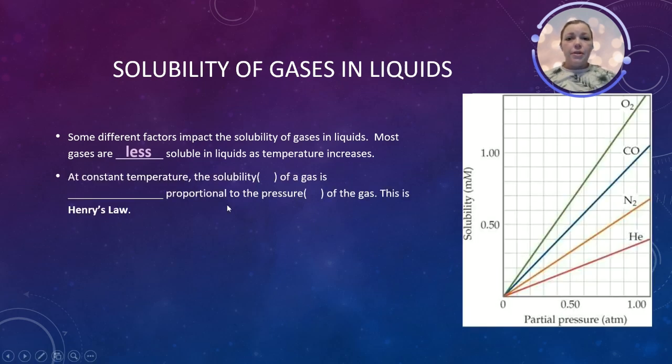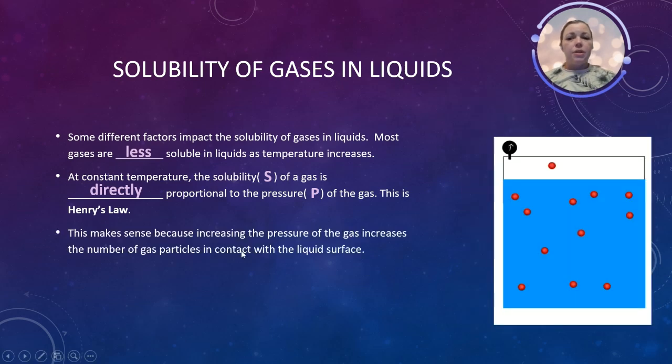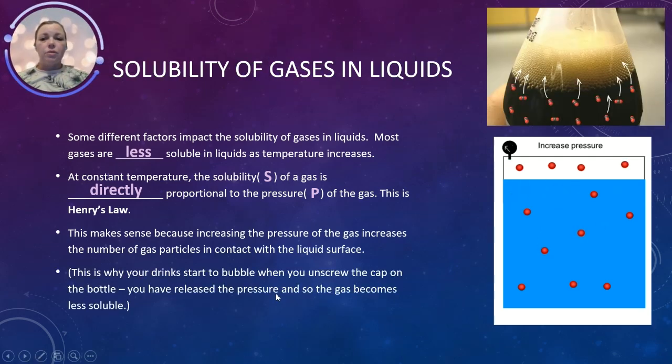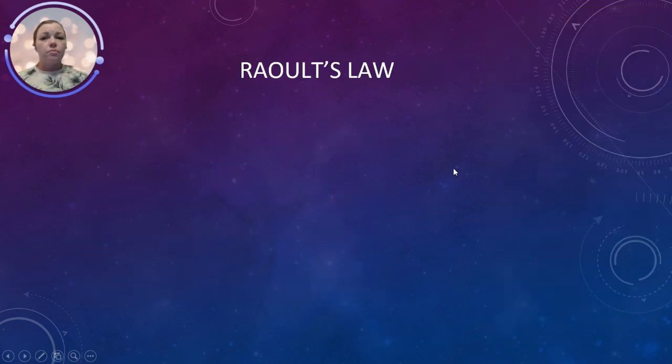At constant temperature, the solubility of a gas, which we abbreviate as S, is directly proportional to the pressure of the gas. Okay, so this is called Henry's law, and so you can see that here. Partial pressure is increasing, the solubility is increasing. This makes sense because if you increase the pressure, you're increasing the number of gas particles that are in contact with the liquid surface, and so this graphic does a really nice job of showing that. So this is why your drinks start to bubble when you unscrew the cap on the bottle. You've released the pressure that's present above the liquid surface, and so the gas becomes less soluble, and then you start to see the bubbles leaving the solution.